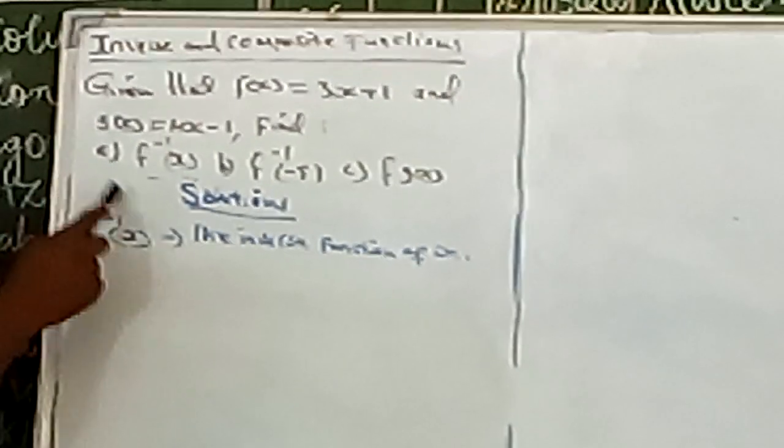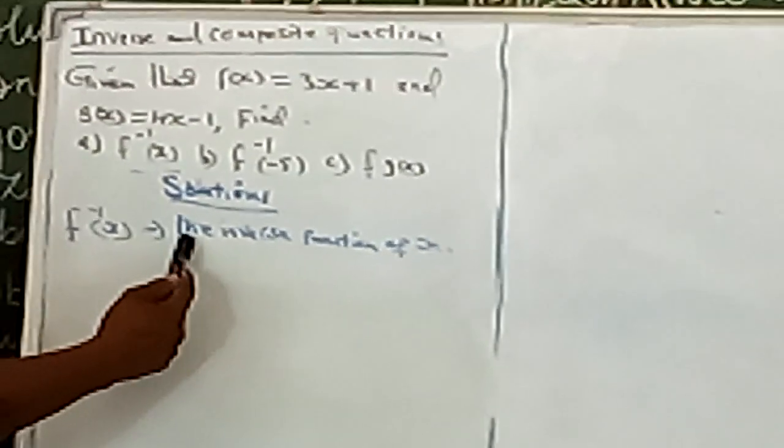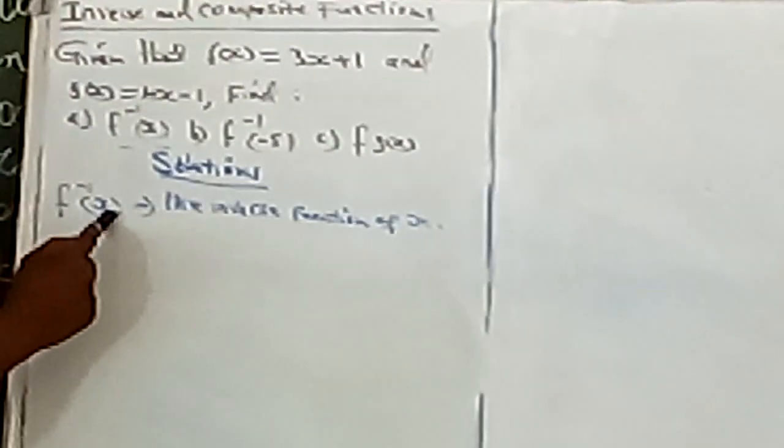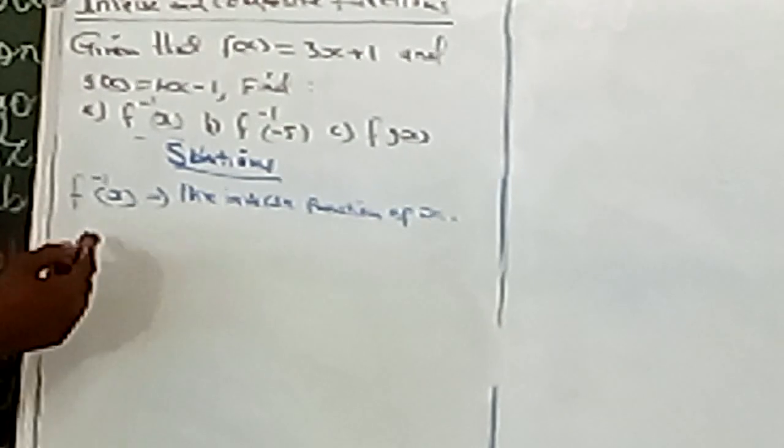Alright, so how do you read this one? This can be read as the f inverse function of x. That's how you read it. If we had g to the power negative 1, it would have been read as the g inverse function of x. You get it? It just depends on which function you are dealing with. Sometimes it can be the h inverse of x, the g inverse of x, the f inverse of x. In this case, this is the f inverse of x. We're finding the inverse function of the f function. That's basically the idea.